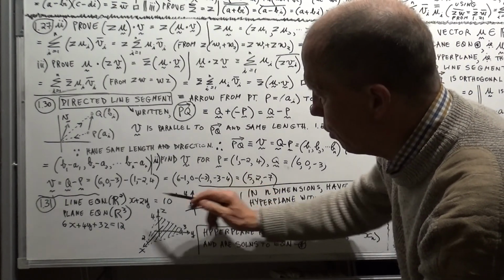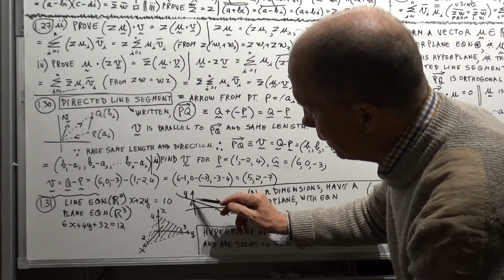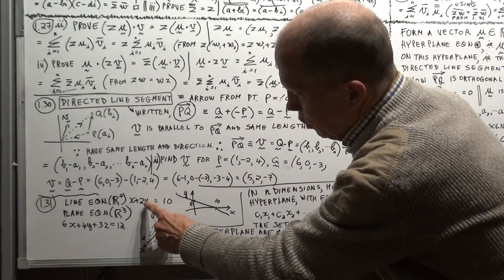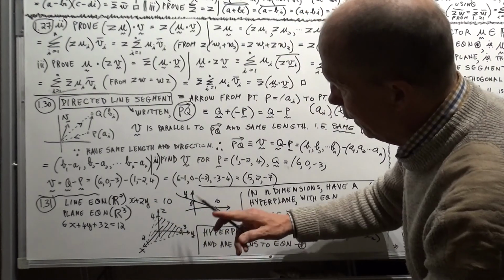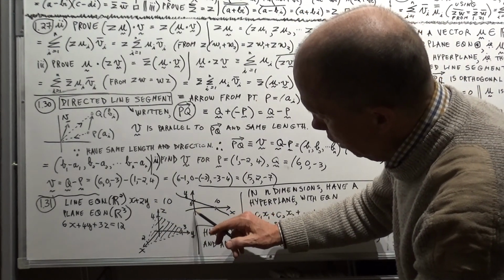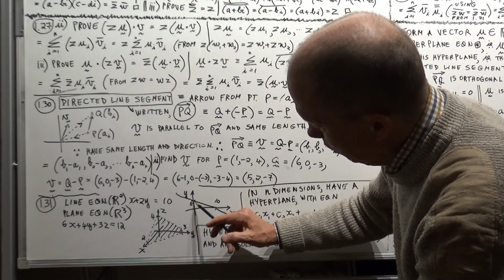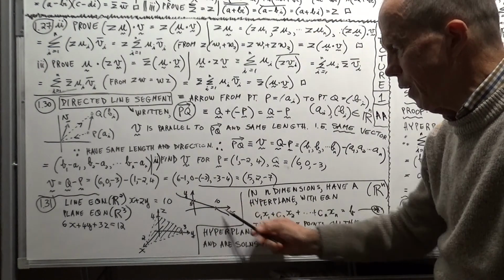And where does it cross the y-axis? Well, when x is 0, you're left with 2y is 10, so y is 5. So the y coordinate is 5, so this point here is 5. And so you've got a straight line, okay?